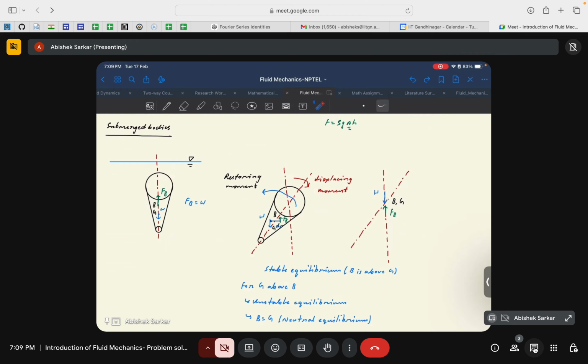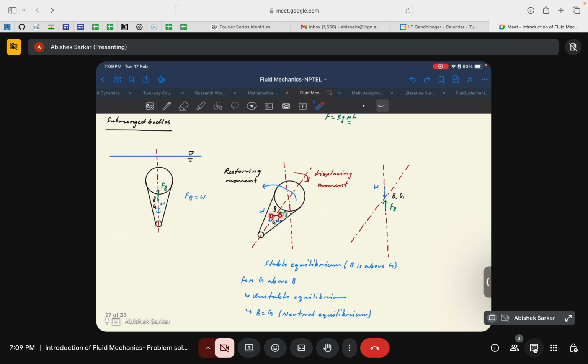Okay, so this is something that you can look into. Basically, you will see that if the center of gravity is above the center of buoyancy, then gravity will act along this direction, buoyancy will act along that direction. Then you see that this couple actually aids your displacing moment, so the body will again try to displace further from its initial position. Okay, so that's what unstable equilibrium basically means.